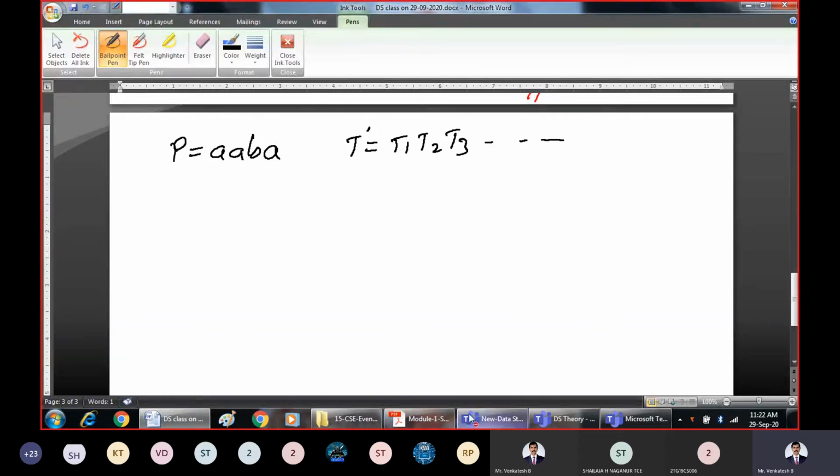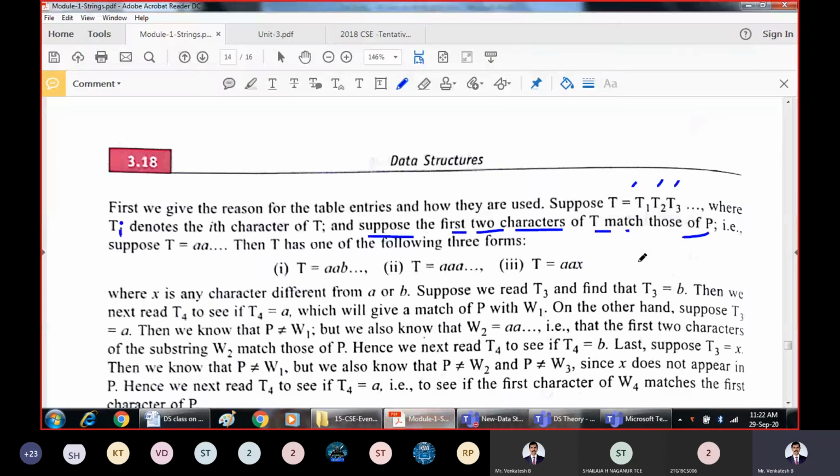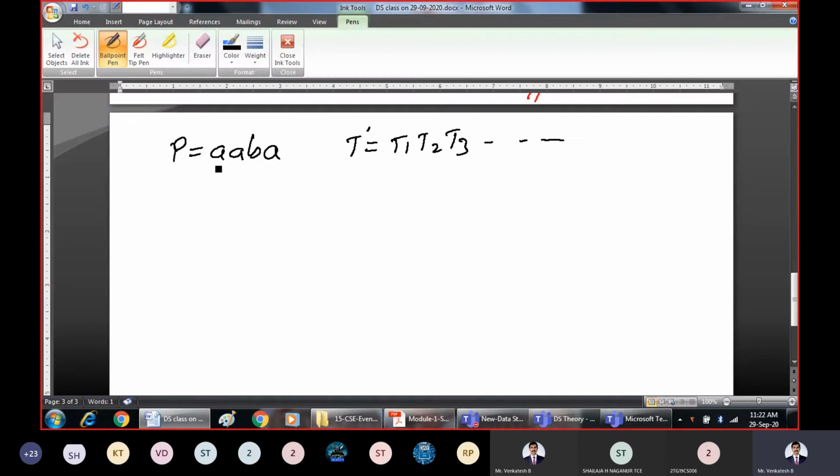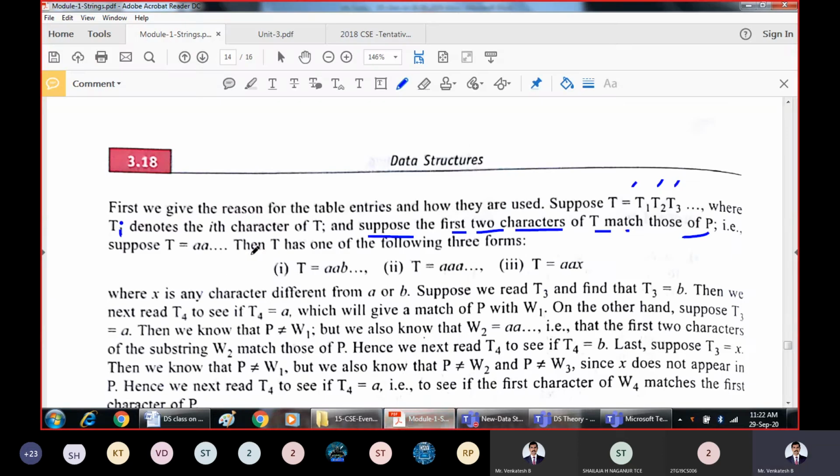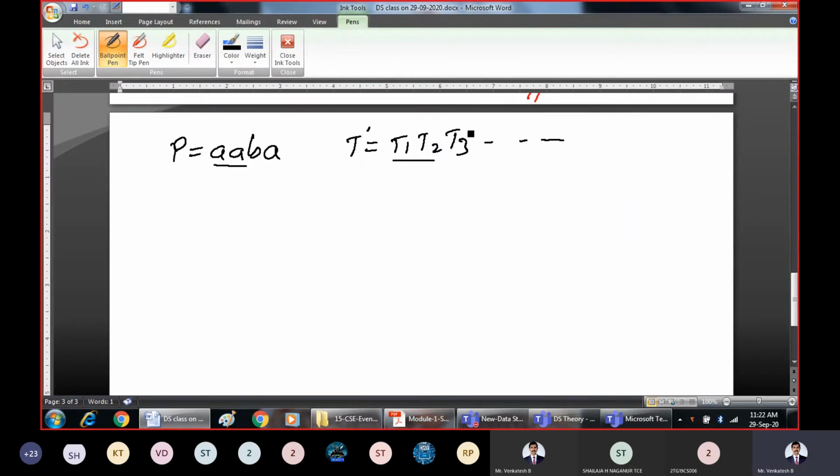So what they are telling us to assume here: assume that the first two characters of T match those of P. That means the first two characters are matching. What are the first two characters of the pattern? A, B. What are the first two characters here? T1, T2. We are assuming that while searching this entire thing, these two are matching. So then T has one of the following three forms.